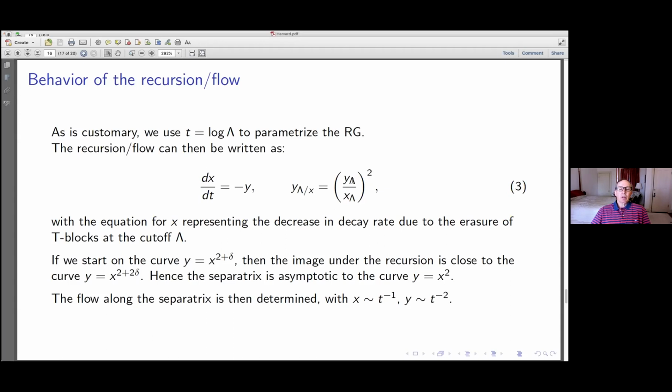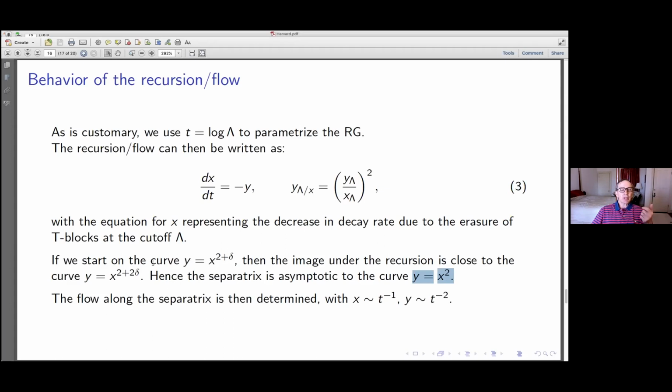Now, if you think about this key recursion relation on the right, supposing y is on the curve x squared, for example, then y over x will be x, and then we square that, we get back to the curve y is x squared. And you can actually kind of ignore the flow of x as far as this consideration is concerned. And that tells us that the separatrix, if you will, of this flow is going to be the curve y equals x squared. And in fact, if you start on the curve y equals x to the 2 plus delta, a little bit below the separatrix, or above, depending upon the sign of delta, and you plug it into this relationship, you end up on the curve y equals x to the 2 plus 2 delta. So again, we see that the separatrix is asymptotic to this curve. We also see this exponential departure from the separatrix once you're off of it.